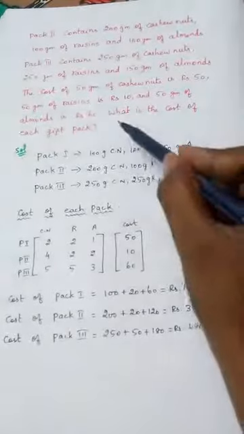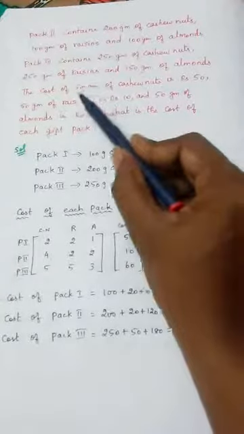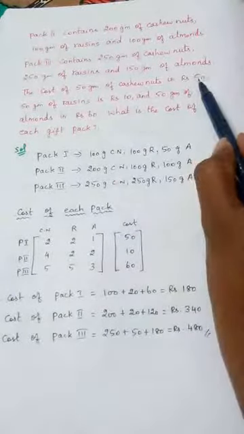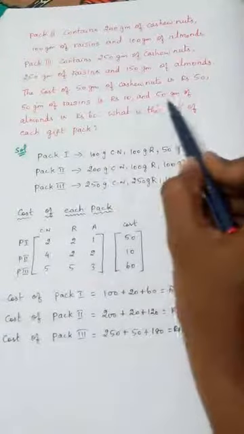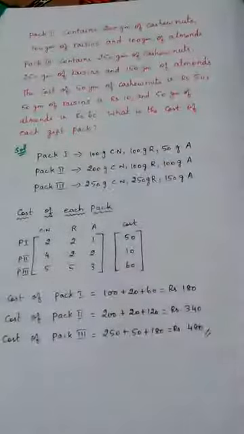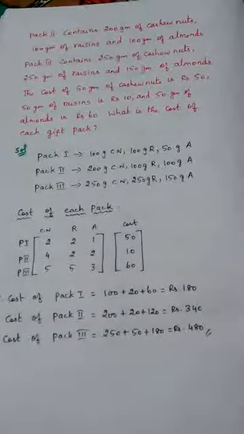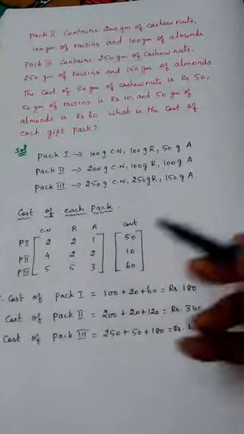If you see the cost, it is given for 50 grams, right? 50 gram of cashew nuts, 50 rupees. 50 gram of raisins, 10 rupees. 50 gram of almonds, 60 rupees. So the cost is given for 50 grams. Try to understand, observe it very carefully.